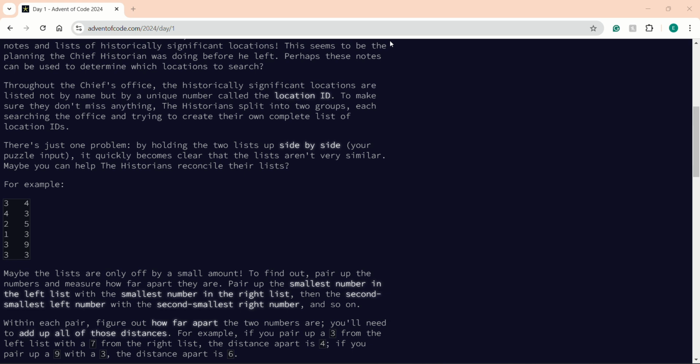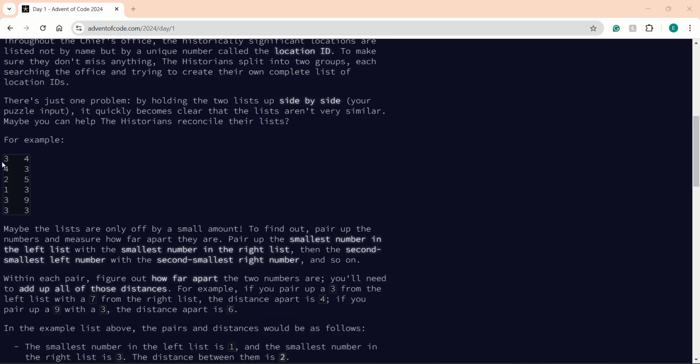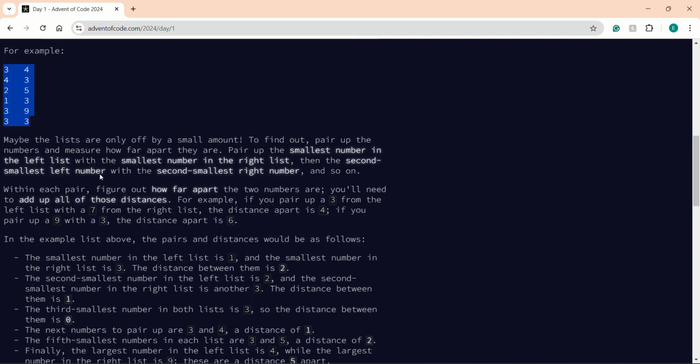Hey guys, so I'm gonna show you how I did Advent of Code, day one, 2024 in C++. So first, let's go over the problem. We're given two lists side by side, and they have a little story with it. But in reality, it's just two lists, right? And now we need to basically find the difference between two numbers and then add up all those differences.